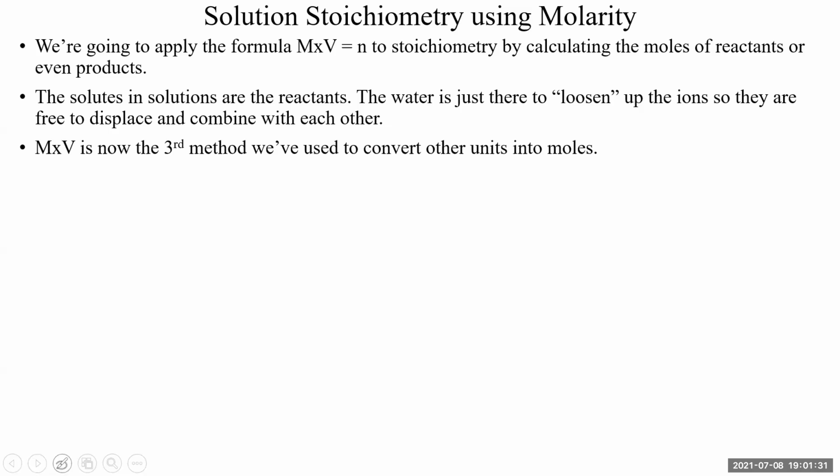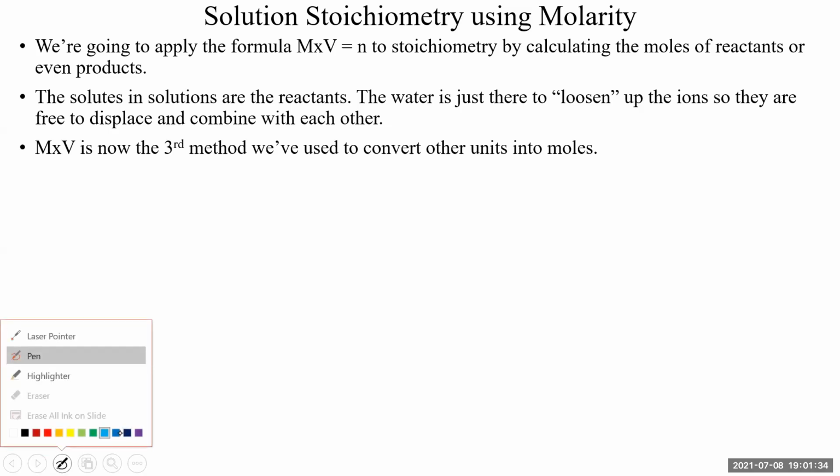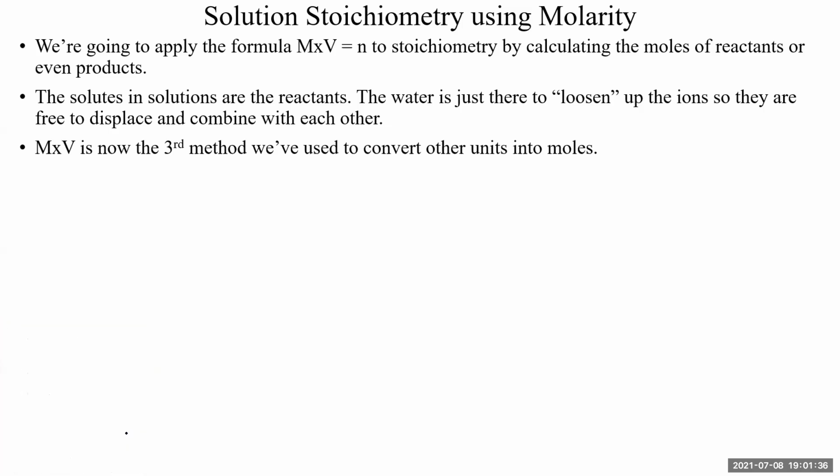Solution stoichiometry. I think I got a little ahead of myself when I mentioned the stoichiometry before. Now we're going to apply this. So we're going to apply the same formula, molarity times volume equals moles, to stoichiometry. Everything eventually comes back to stoichiometry. Because if we can calculate moles, then we can deal with the chemical equation stoichiometric coefficients, which means we can make some calculations involving reactants and products.